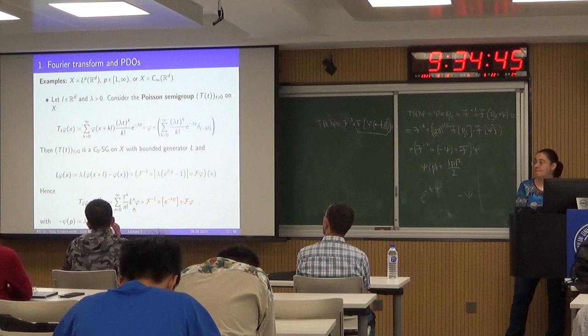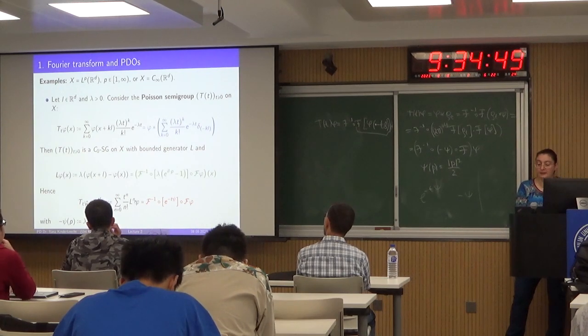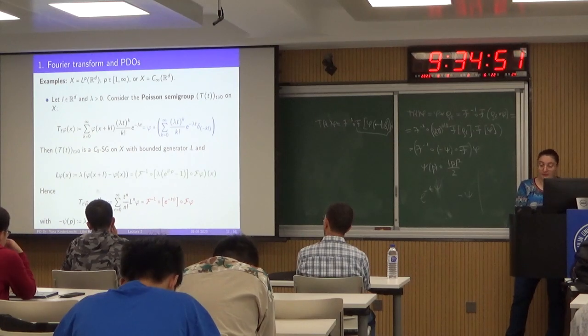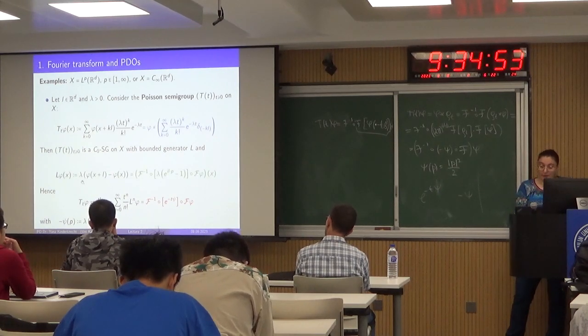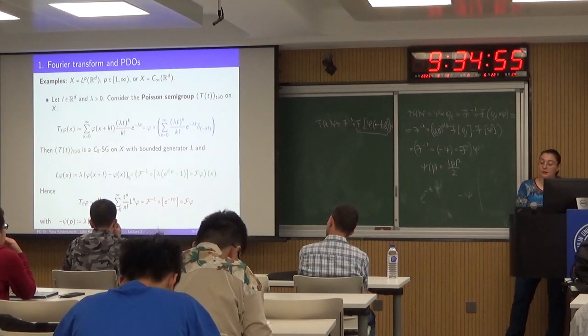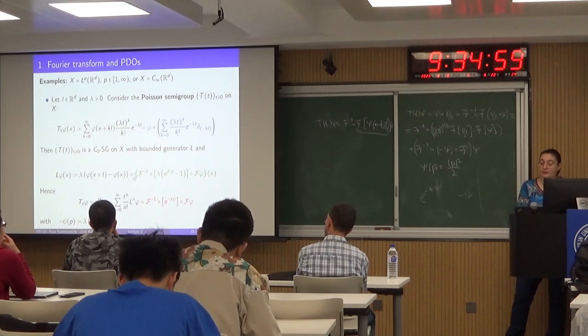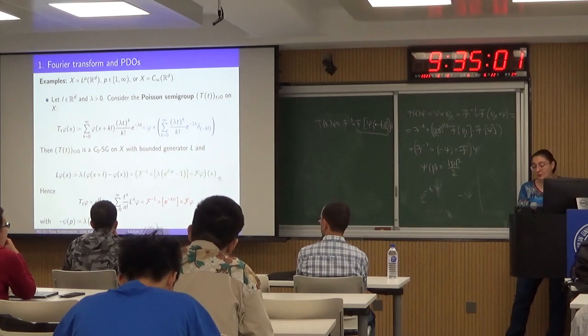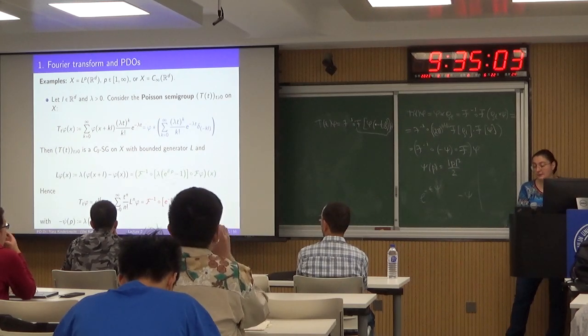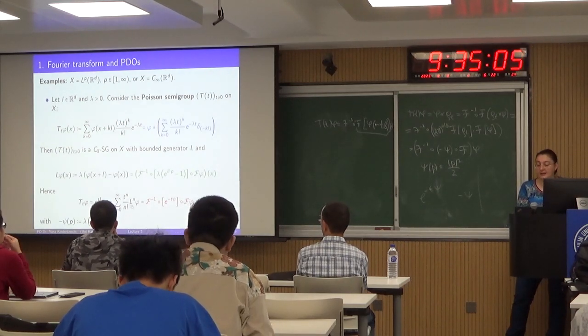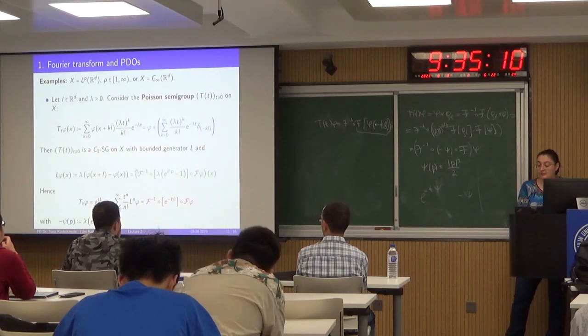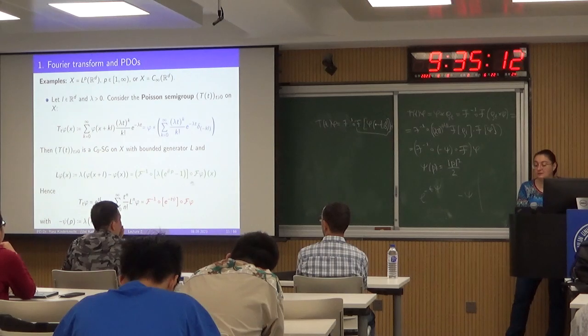Okay? So if L has this form, then L to the power n can be easily calculated. On the one hand. On the other hand, using the properties of the Fourier transform, we have represented this operator as a pseudo-differential operator with this symbol. Hence, L to the power n is just, you just iterate this pseudo-differential operator. Yes?